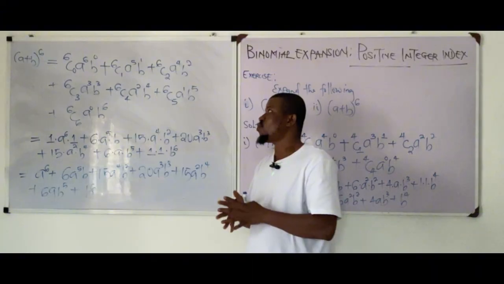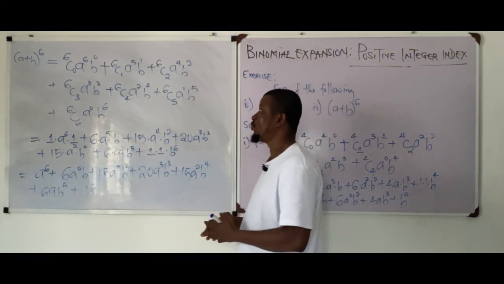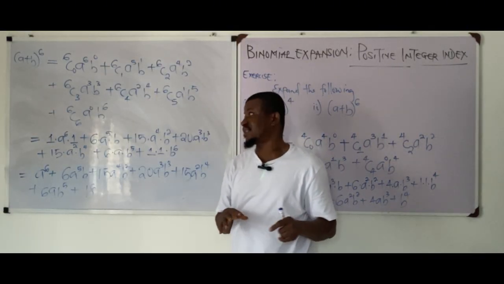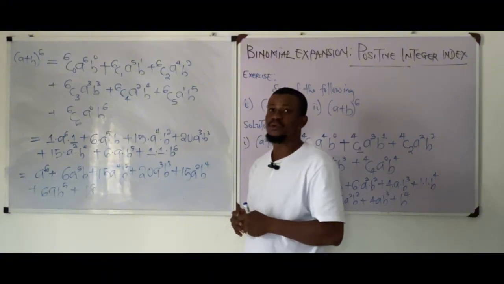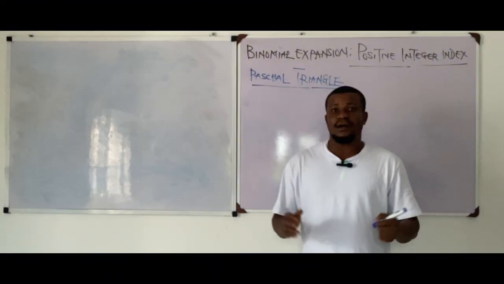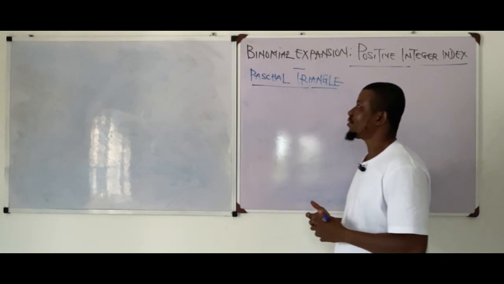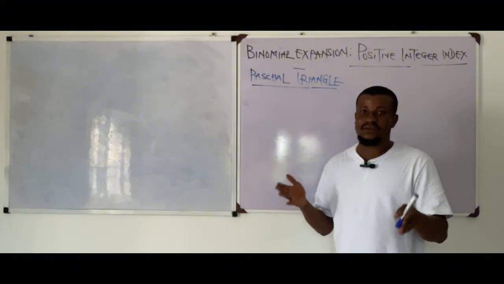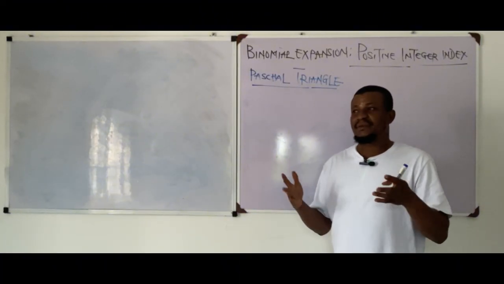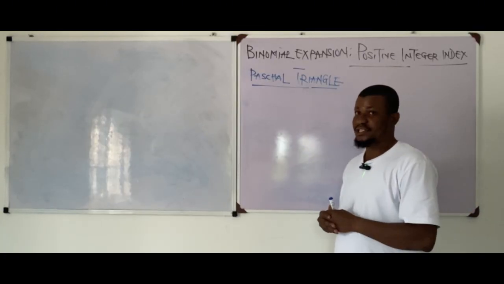Now, Pascal triangle also works fine, depending on the type of expansion you are doing, especially when it's a positive integer. You can also use Pascal triangle. Maybe in the next example, I will try using the Pascal triangle and show you how it works. All right, let's understand the concept of Pascal triangle. Pascal triangle is basically for the coefficients of the expansion of the binomial expression when you expand them. Pascal triangle gives you the coefficients of the expansion, right?